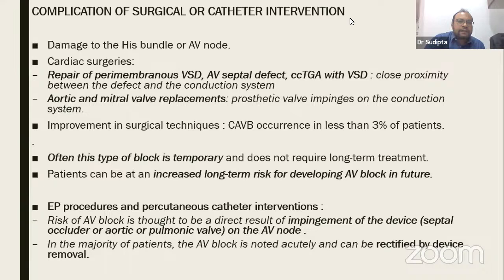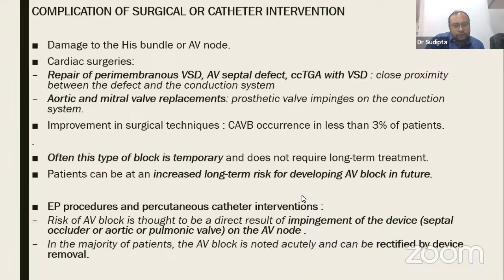And from surgical and catheter indication, the most common surgeries involved include repair of a perimembranous VSD or AV canal defect or CCTGA with VSD, and in case of aortic and mitral valve replacements, while in case of electrophysiology procedures or percutaneous catheter interventions, which might result in impingement of the device, such as the septal occluder or the transcatheter valve on the AV node, this might be caused.